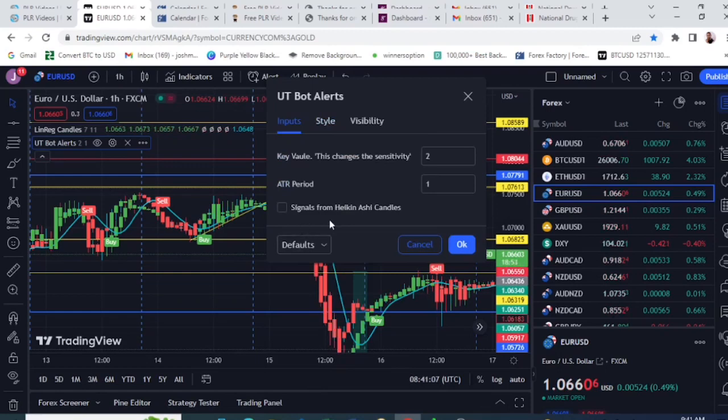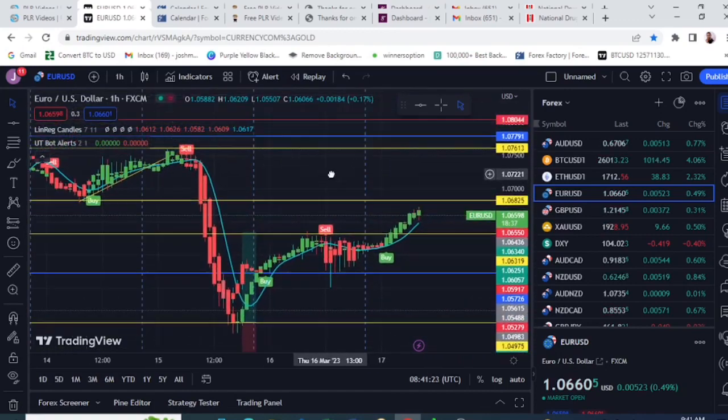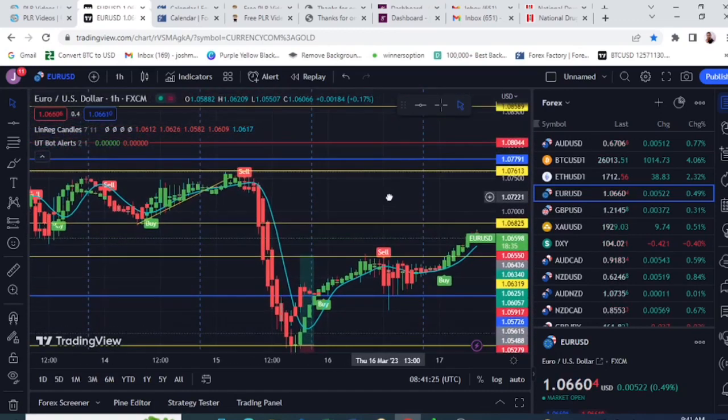Let's check on this. Signals from HK? No, don't tick that. Make sure that you put 2, and here is 1. Key value is 2, ATR period is 1. And when you have done that, click on OK. So guys, if you have done this successfully, your chart will be looking like this.